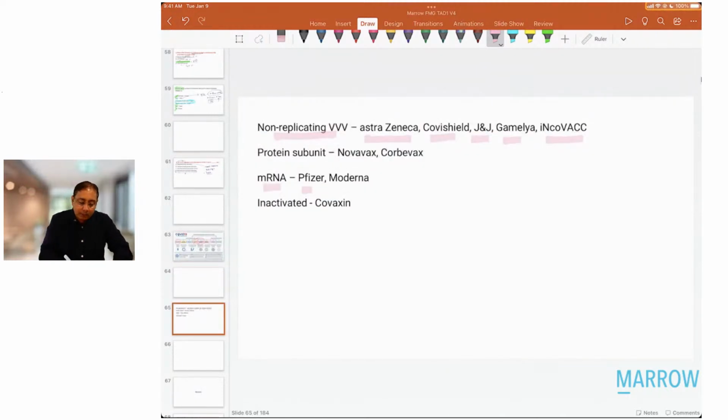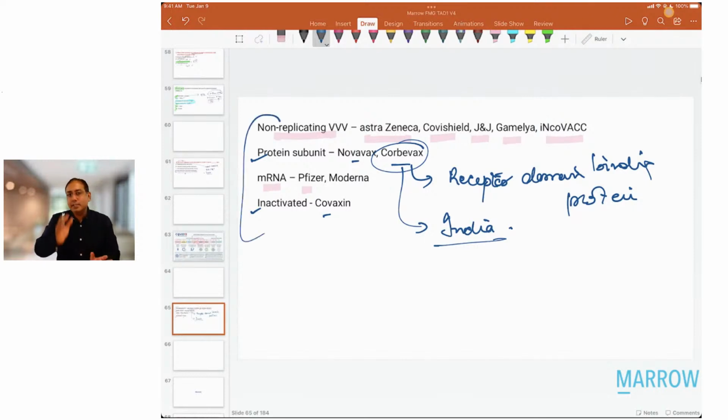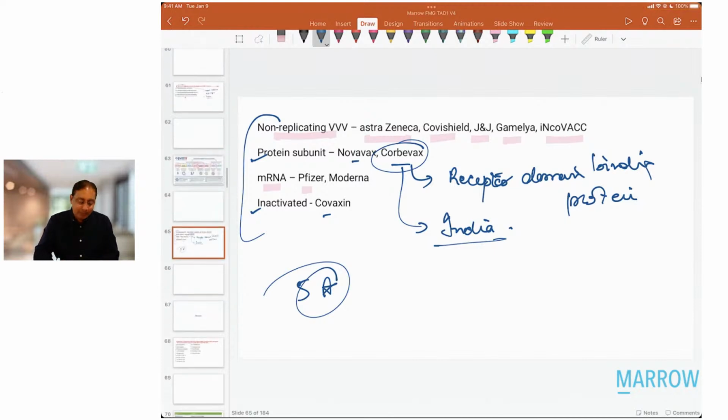And protein subunit vaccines are like Novavax and Corbevax. Corbevax is a receptor binding domain protein vaccine. Corbevax is also produced and manufactured in India, and it has been approved for COVID-19 in India. Inactivated vaccine, I think everybody knows about Covaxin, a killed vaccine. These are the 4 types of vaccines. This is a 5-star MCQ, frequently asked in your exams in the last 1 or 2 years, and it can come again.